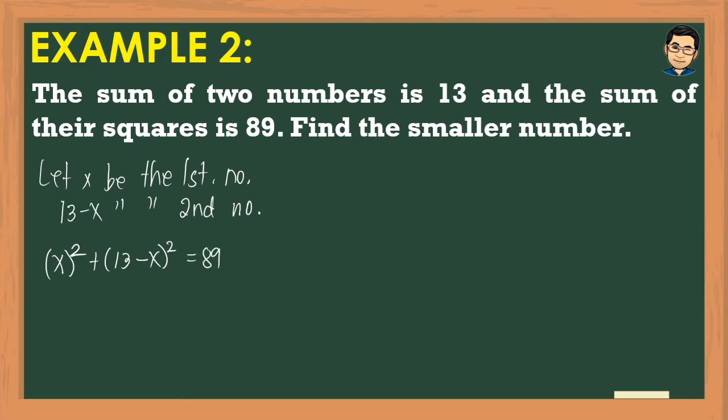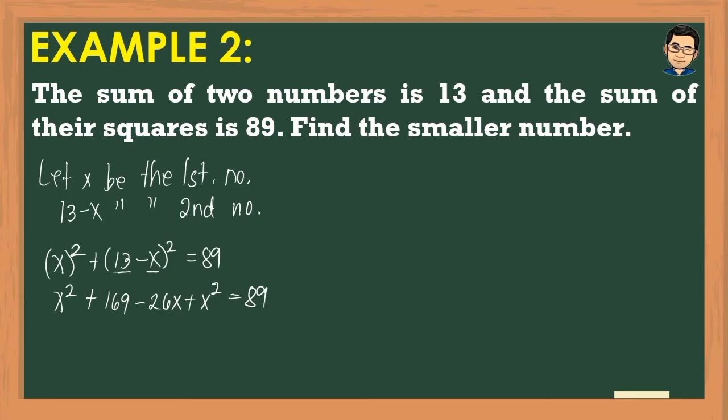So bakit naka-square? It's because based from the problem, the sum of their squares is 89. So kailangan natin i-square yung bawat terms and then equate natin siya sa 89. So the square of x, that is x squared, and then the square of 13 minus x, so that is 13 times 13, that is 169, and then twice the product of the first and second term, 13 times negative x, that is negative 13x, times 2, that is negative 26x. And then square the last term, negative x times negative x, that is positive x squared, equals 89.